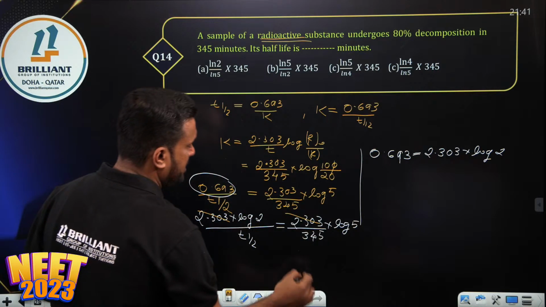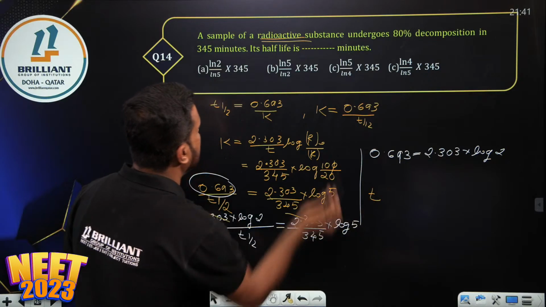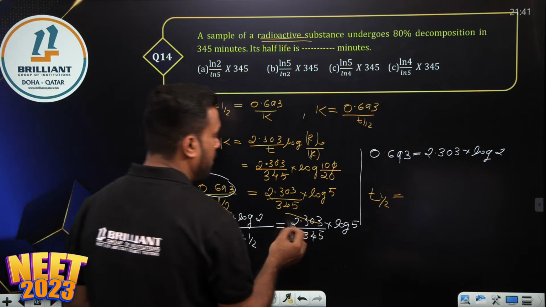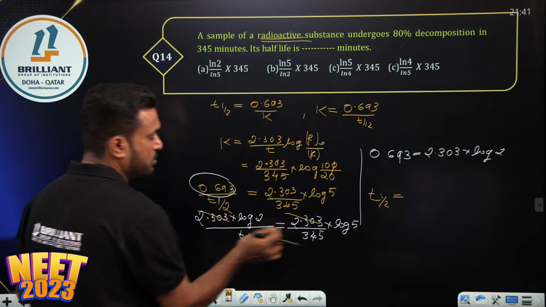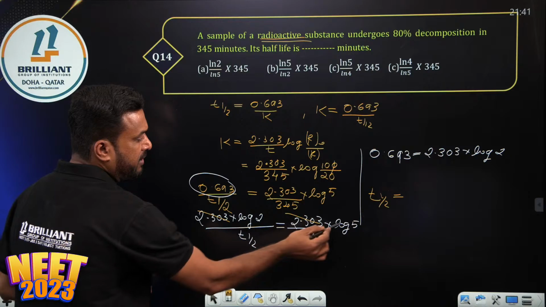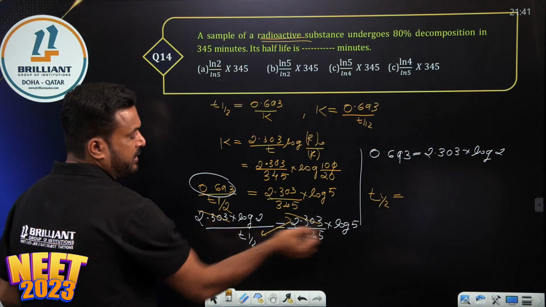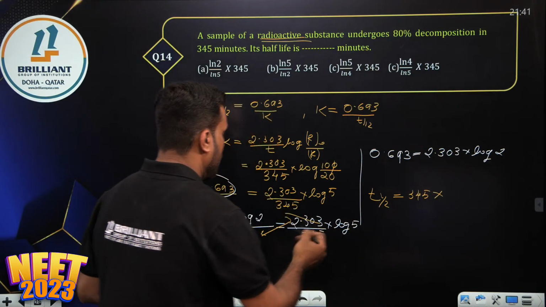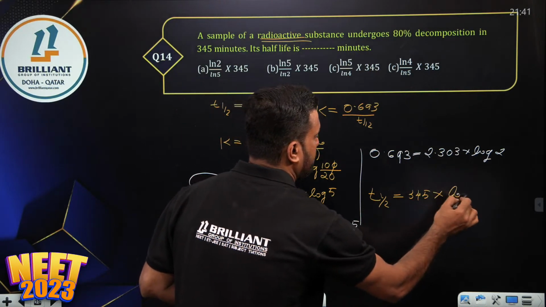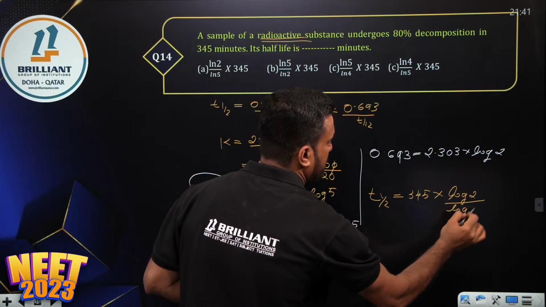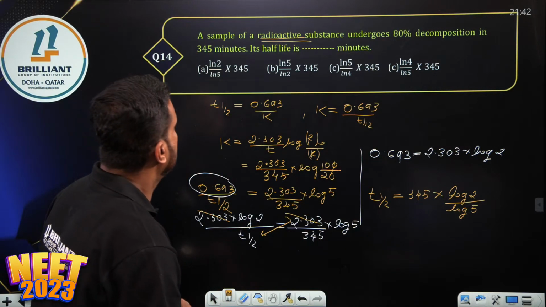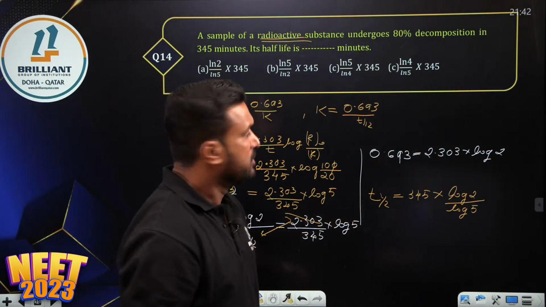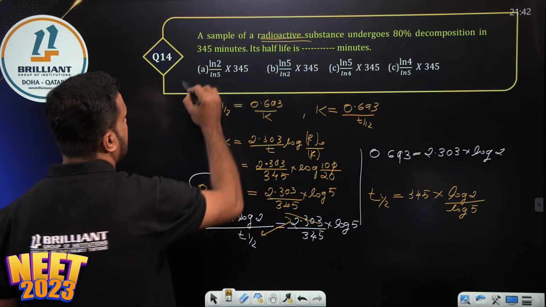So what is the answer they are asking? T half. What will come for T half? Log 2 comes to the numerator after cross multiplying, with log 5 in the denominator. So T half is 345 into log 2 divided by log 5. Correct, right? So the option is A. Did all of you get it? Question number 14, option A. Well done.